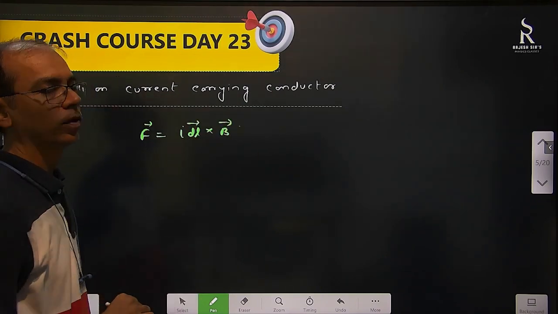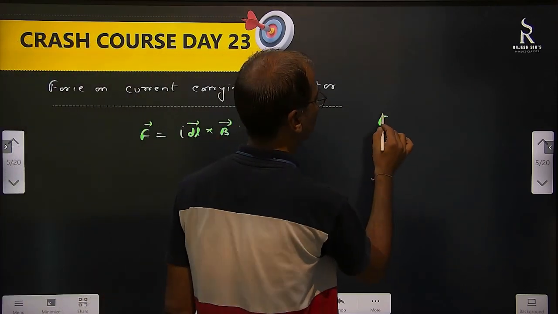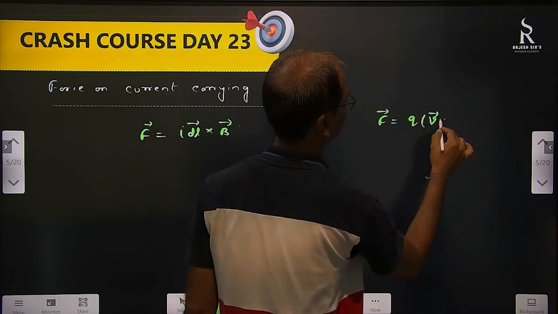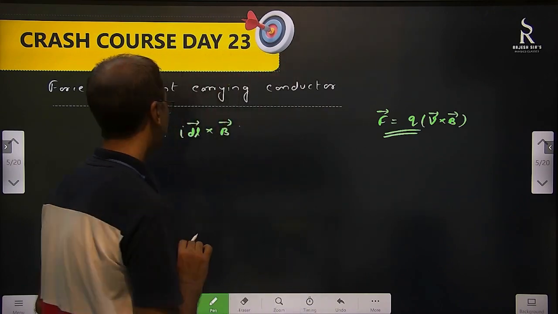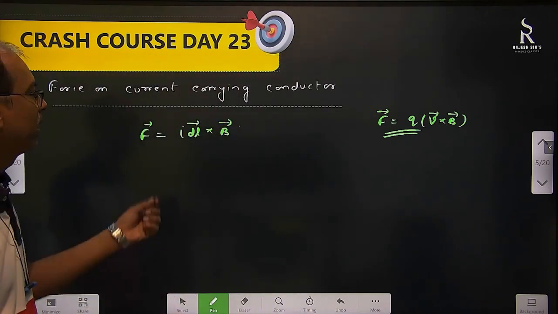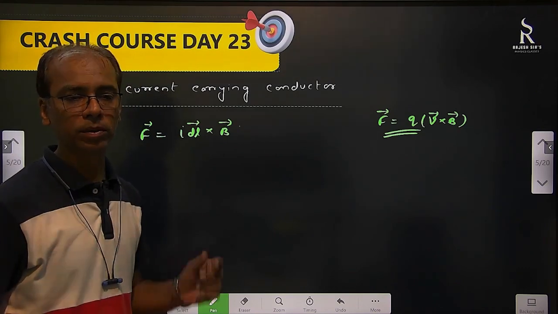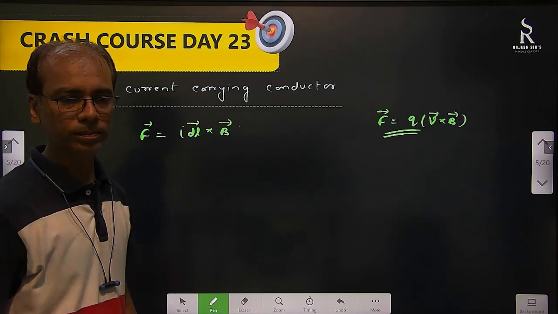Okay, from where did this formula come? This formula came from another formula that we studied, the force on a moving charge. It is derived from here only. So F is equal to I dl cross B. Now I is current and L is the length of the section of a pipe, and B is the magnetic field.